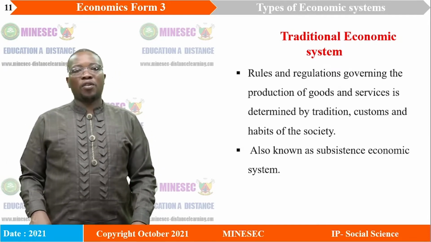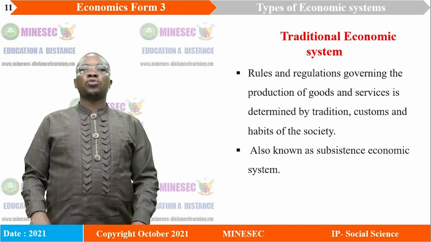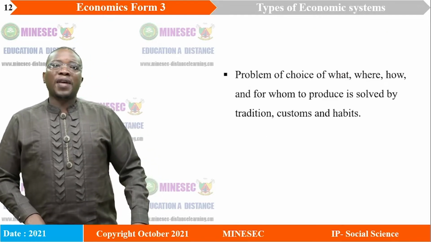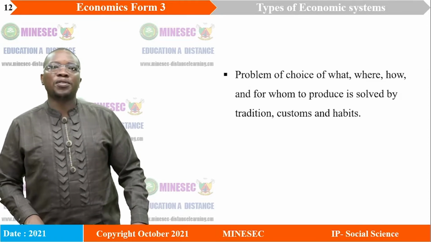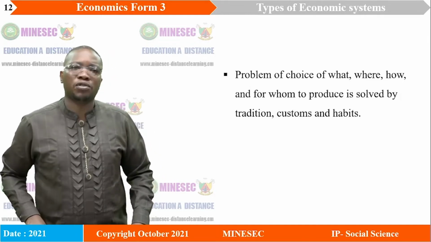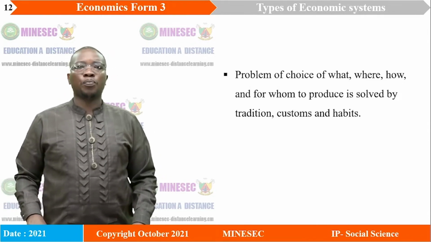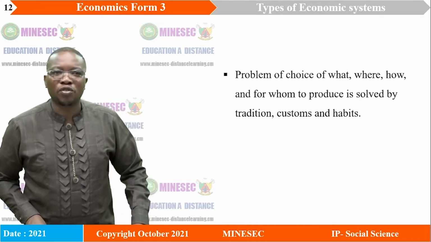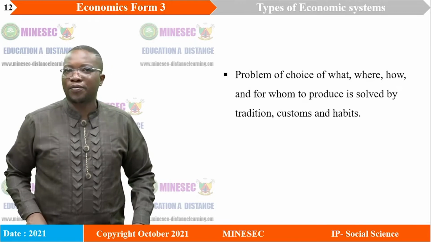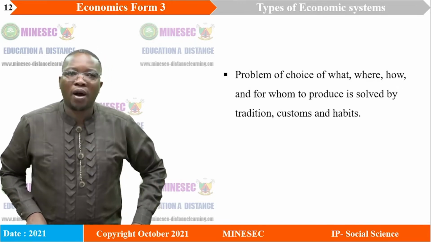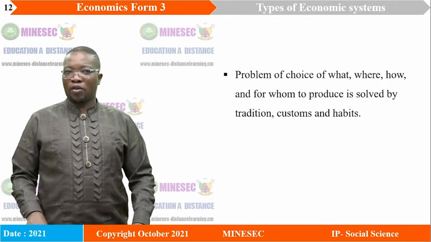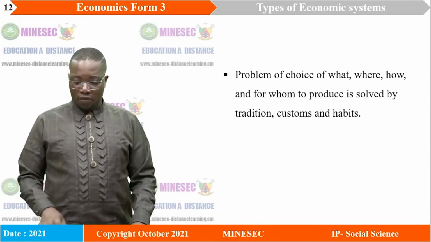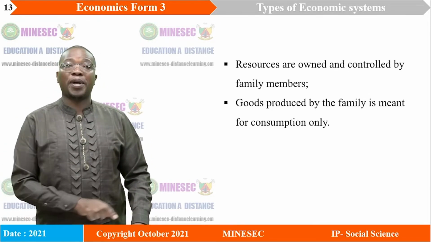Another name for this type of economic system, a traditional economic system, is a subsistence economic system. You will see that for a traditional economic system, the problem of choice of what, where, how, and for whom to produce is solved by tradition, customs, and habits. All those basic economic problems that we studied in the previous classes, of what, where, how, and for whom to produce, in the case of a traditional economic system, are solved based on the tradition, the customs, and the habits of the people of that particular locality or area.